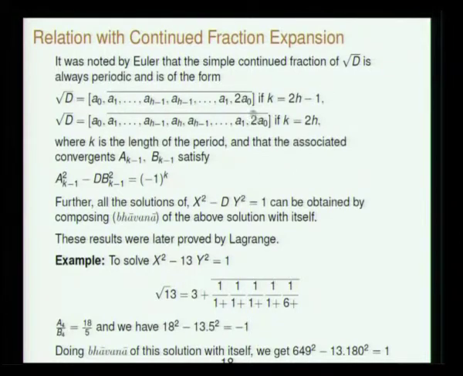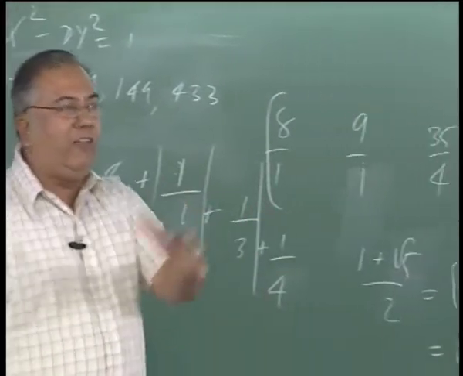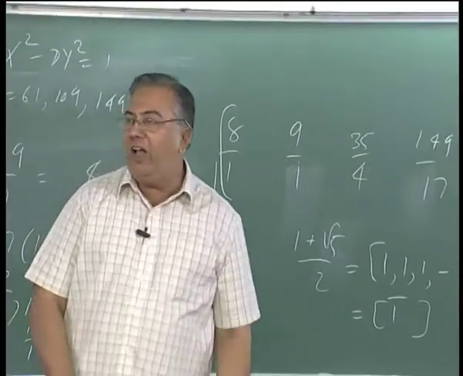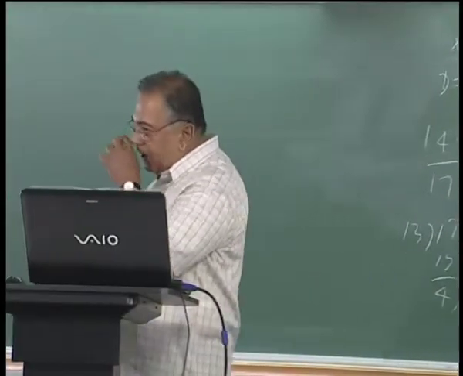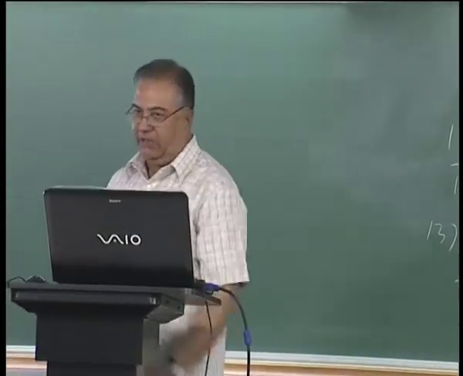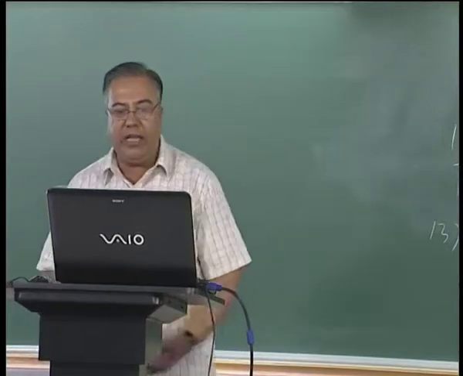The period can be odd, the period can be even, and the penultimate convergent at the end of the period will give you the solution for minus 1 if the period is odd, and it will give the solution for plus 1 if the period is even. If you obtain the solution for minus 1, you do bhavana and get the solution for plus 1. So if the period is odd, then you will get the solution for x squared minus dy squared equal to minus 1 at the end of the period.